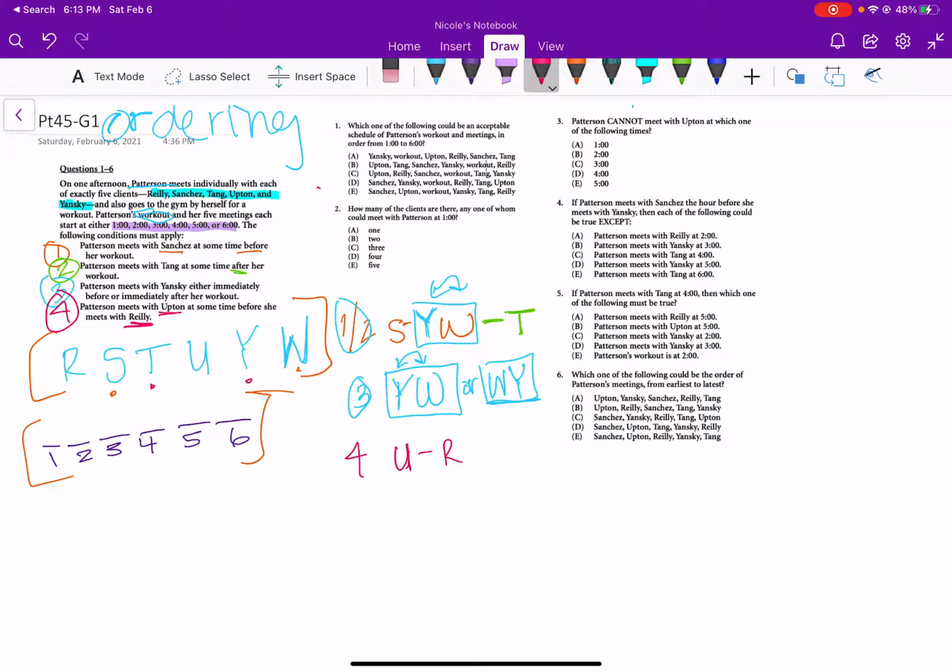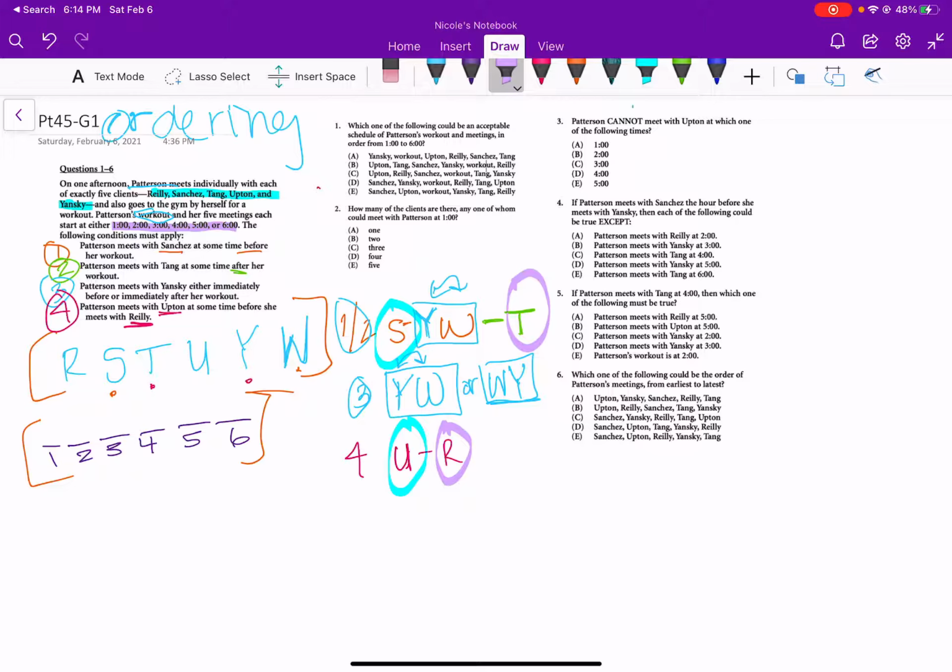So just a couple questions quick. Who could go first in this game? So we're looking for anybody that doesn't have anybody to the left of them. And so really the only 2 people that can go first in this game are S and U. Something to consider. And who can go last in this game? The only people that can go last in this game are T and R because everybody else has to have someone else that's coming after them. So that's just something to think about.